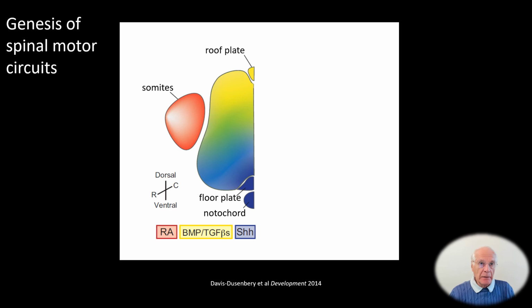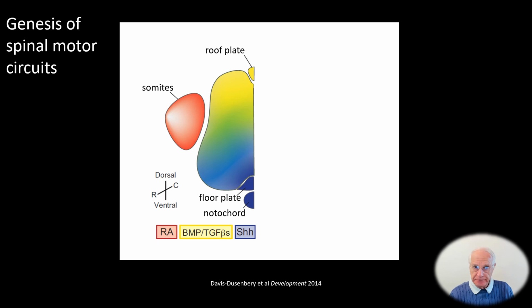Position and pattern of neurons along the rostrocaudal axis of the spinal cord are guided by the release of retinoic acid, RA, from the somites, and along the dorsoventral axis by sonic hedgehog, SHH, from the notochord and floor plate, and BMP-TGF, the transforming growth factor beta, from the roof plate. During development, the notochord is replaced by the vertebral column in vertebrates.